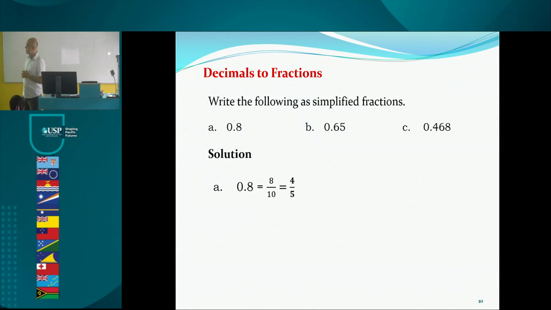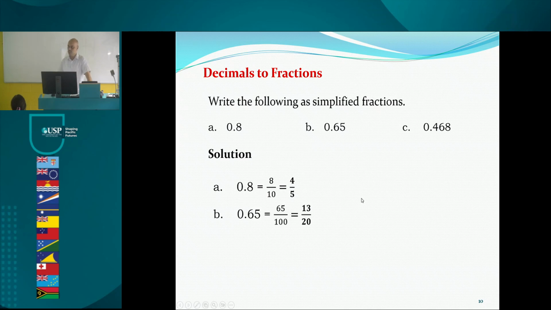Right? So remember 0.8 is the same as 8 over 10. Under the decimal, you write the digit 1. Under 8, you write 0. So start by writing 1 under the decimal point and zeros for all the other digits. And write this number without the point on top. And then you simplify. So you get 4 over 5.